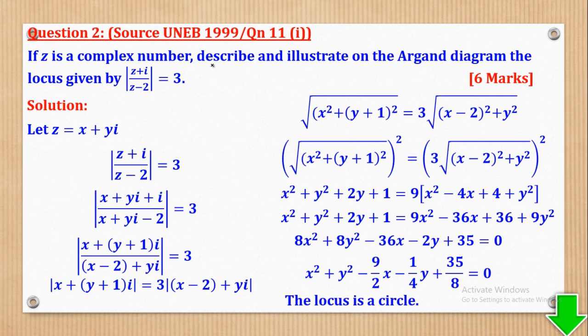But they told us to illustrate it on an Argand diagram. So now I think you realize that now we no longer have real and imaginary, we only have x and y, meaning that now the axes will no longer be real and imaginary, the axes will be x-axis and y-axis. So let's see that in the next slide.